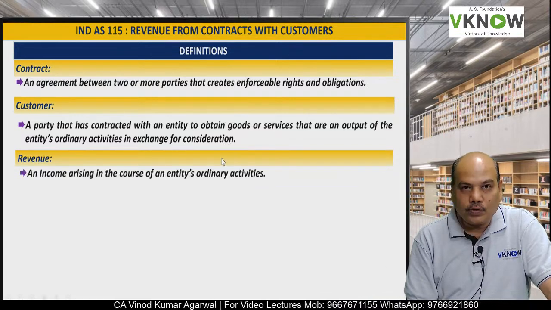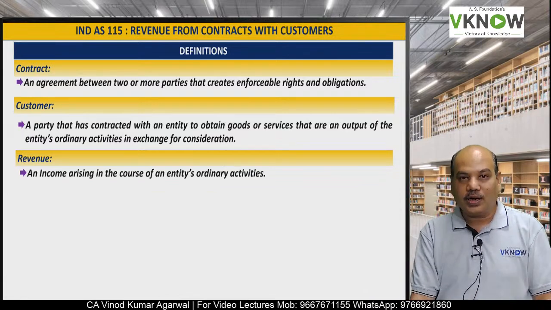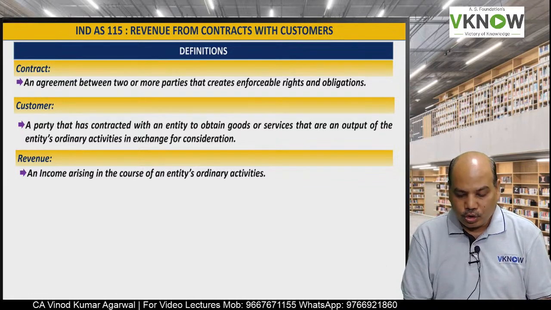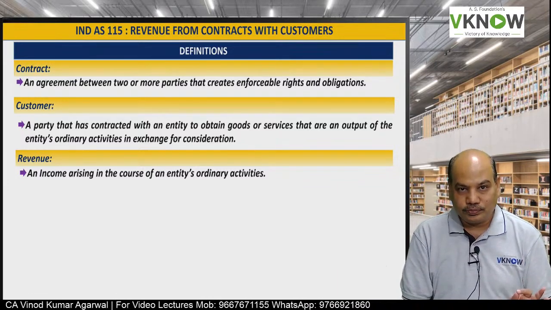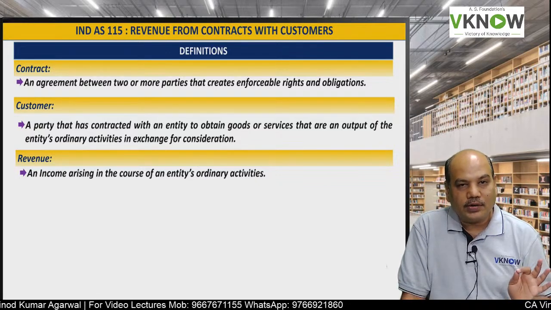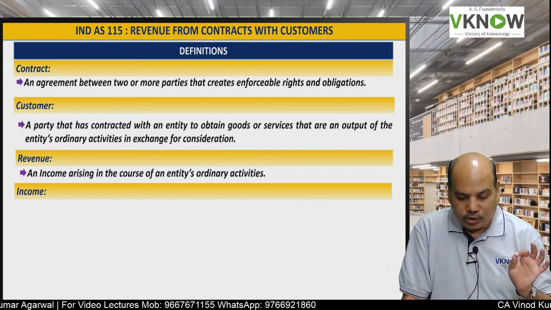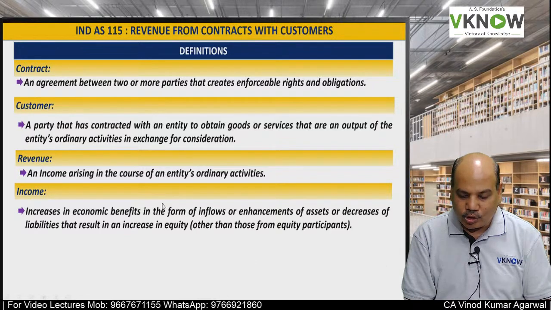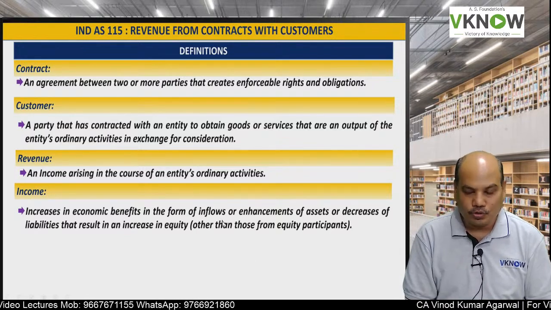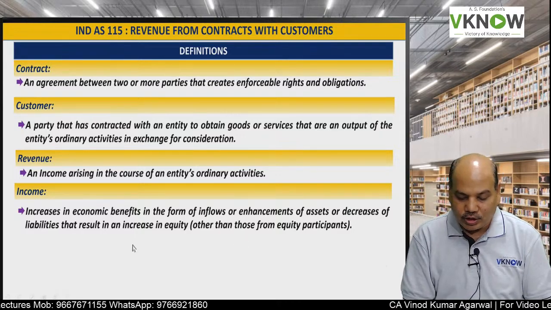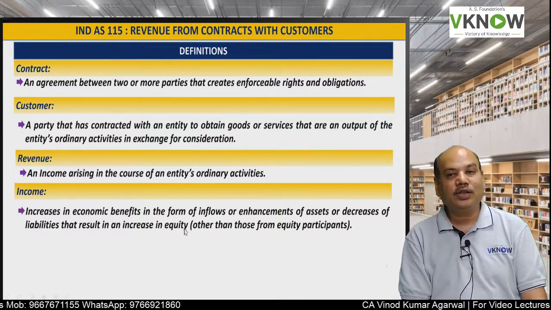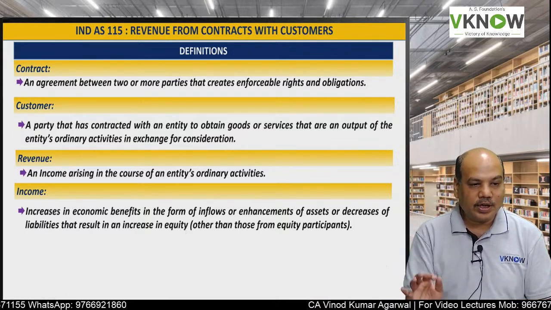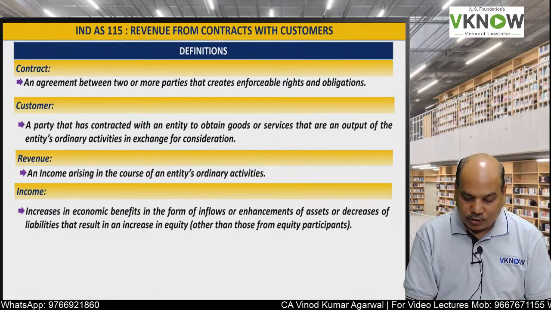Now we'll come to the definition of revenue. Revenue means income arising in the course of the entity's ordinary activities. All income is not revenue, because only income arising from ordinary activity will be revenue. Income is a wider term. Income means increase in economic benefit in the form of inflows or enhancement of assets or decrease of liabilities that result in an increase in equity. So for a company, dividend can be an income, rent received can be income, but may not be revenue.